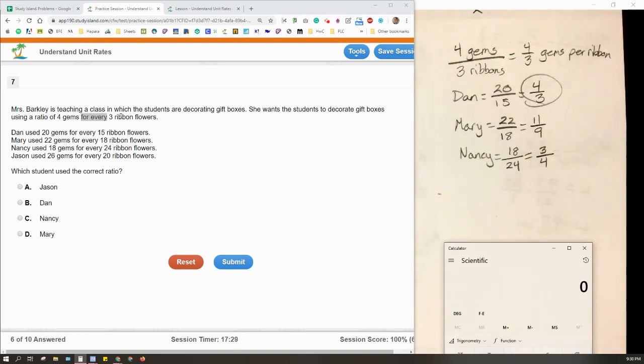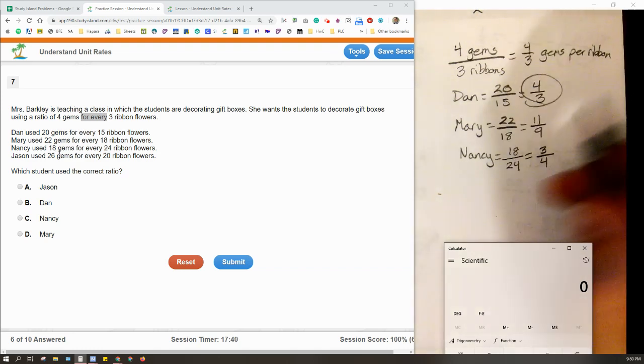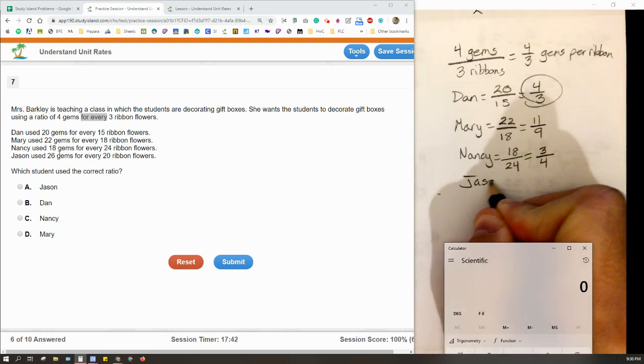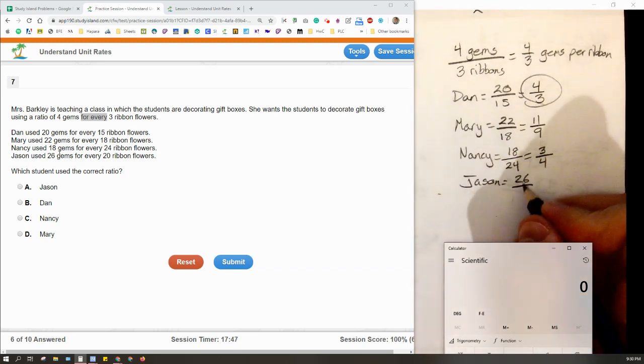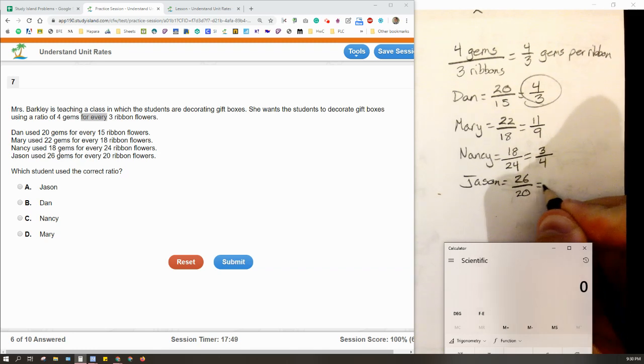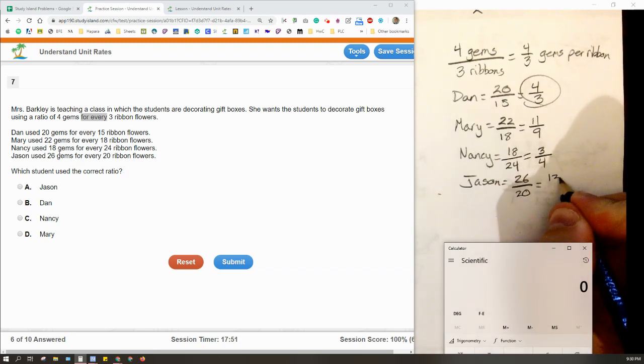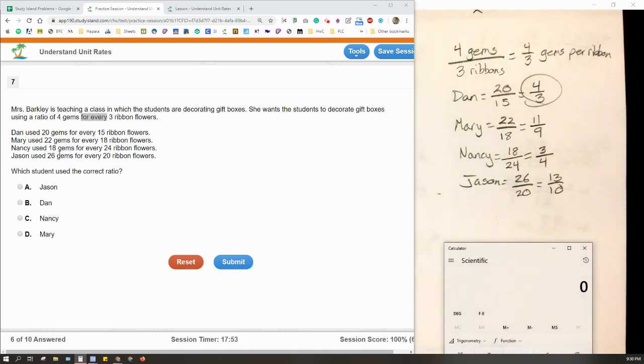You need more gems than flowers. If this was the other way around, if it was 24 gems and 18 flowers, it would be another good ratio, but it's not because it's backwards. They have fewer gems than ribbons. That's not what we want here. And Jason, what did Jason have? Jason had 26 gems and he had 20 ribbons. And if we simplify those, they both divide by 2. You get 13 over 10. So the only one that had the ratio of 4 to 3, just like the problem Ms. Barkley wanted them to have, Dan is the guy.